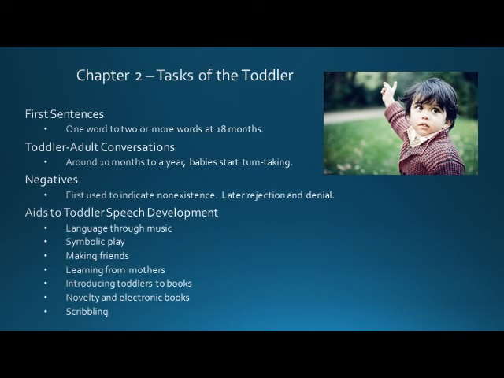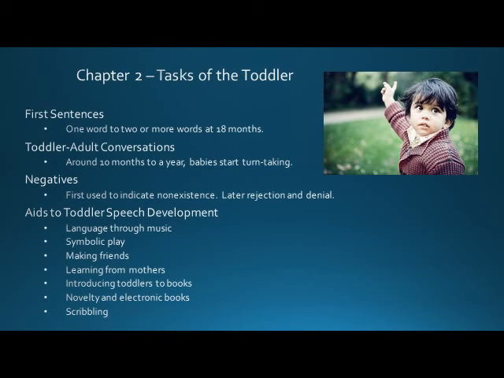Our negatives, generally when we first use negatives, it's to indicate non-existence. So, for example, we'll say, no cookie, meaning there is no cookie there. But then later on, we use negatives to denote rejection. No bath, no bed, no nap, no crib. So that's kind of the thing that comes next. And then denial. Did you eat the cookie? No. And just denial, as in negotiating something and wishing to deny what could potentially come next.